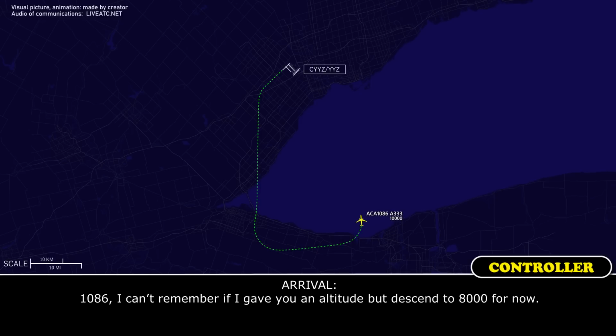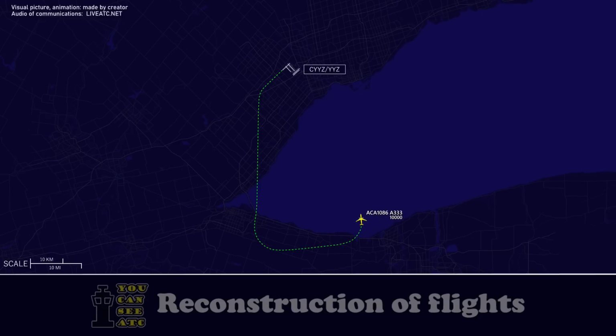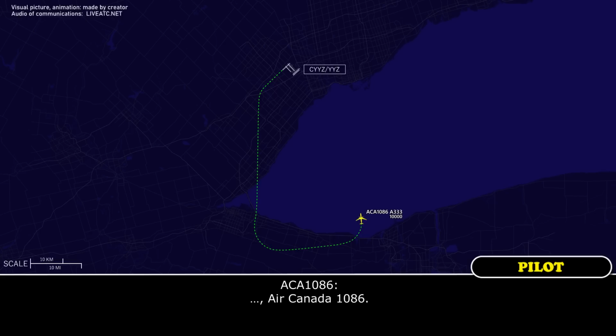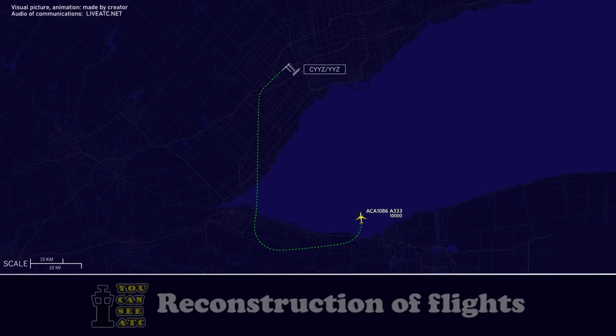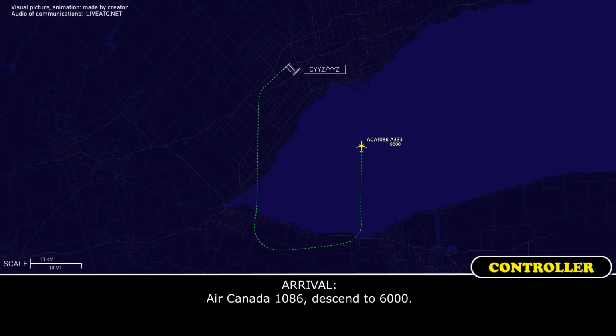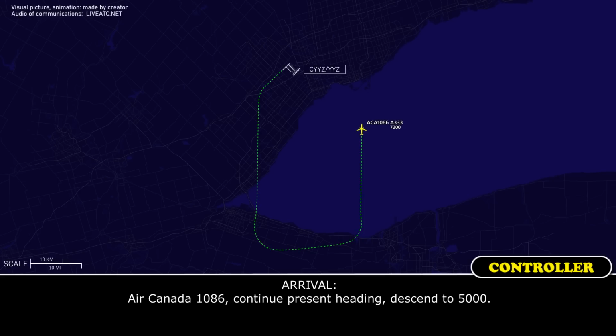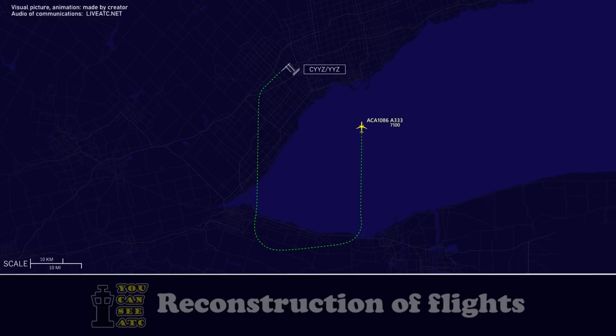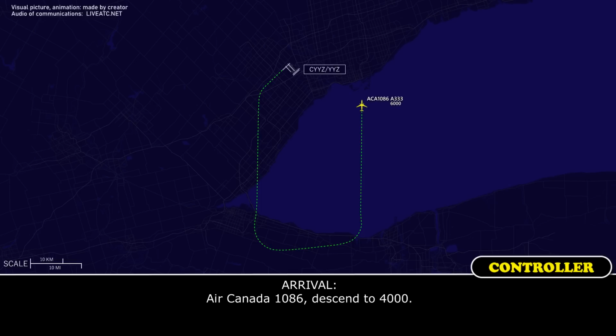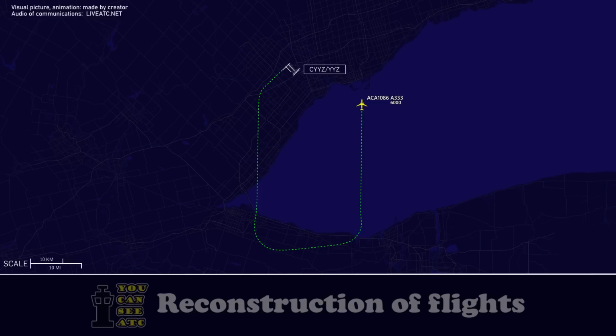1086, I can't remember if I gave you an altitude, but descend to 8,000 for now. Air Canada 1086. Thanks. Air Canada 1086, descend to 6,000. 6,000, Air Canada 1086. Air Canada 1086, continue present heading, descend to 5,000. Air Canada 1086, descend to 4,000. 1086, thank you.